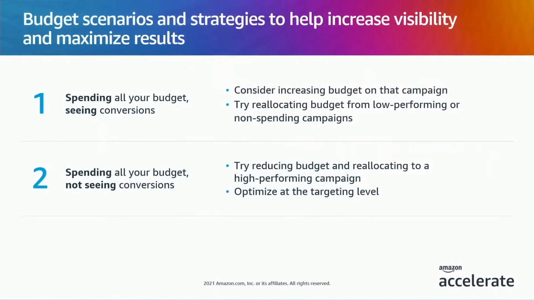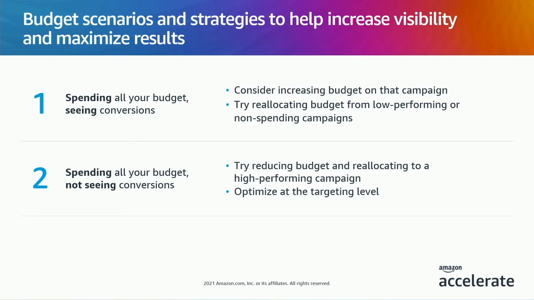Once we understand how much we are spending on each of the campaigns and have the entire picture of how each campaign is performing, let's review what you should do in the different scenarios that you might face in terms of budget spend. The first scenario is that you're spending all of your budget and seeing conversions. Let's cover some of the actions that you might want to take. Consider increasing budget on the campaign to potentially drive even more sales. And if you're hesitant about increasing the budget or bids for this campaign, you can also consider reallocating budget from campaigns of yours that aren't performing as well or aren't spending at all.